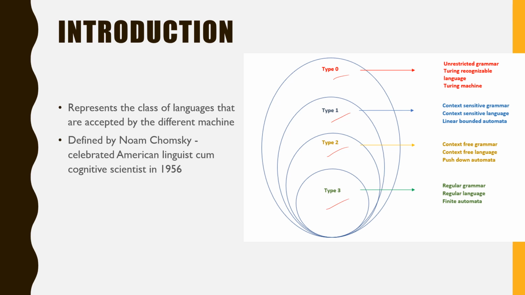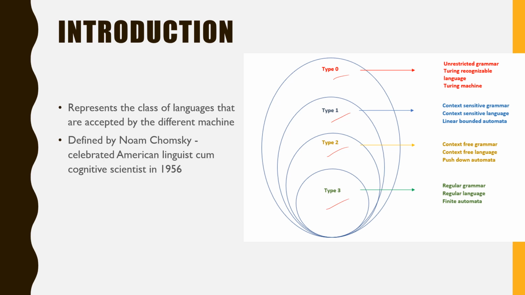Type 0 grammar is called the unrestricted grammar, and there is no rule on what the production of that particular grammar has to be. The language that this type 0 represents is called Turing recognizable language, and the machine that accepts this type of language is called the Turing machine. Type 1 grammar is called context sensitive grammar, and the corresponding language it generates is called context sensitive language, and the automata that accepts the type 1 grammar is called linear bounded automata.